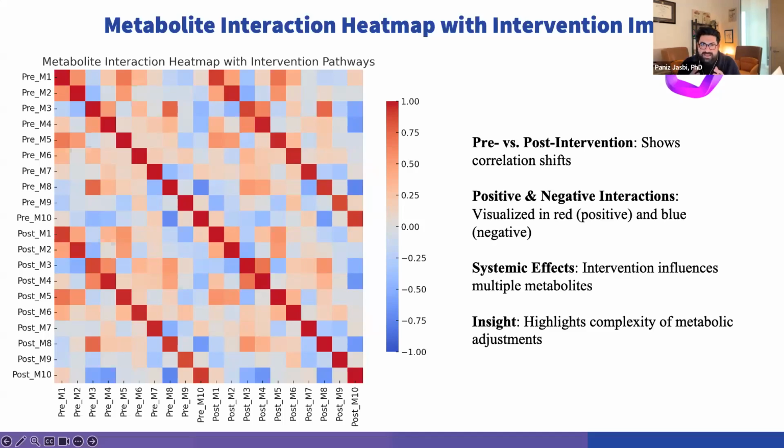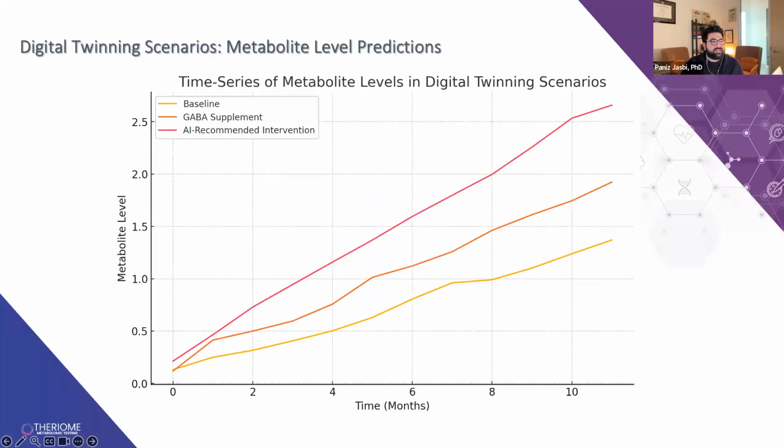And so, again, AI-driven recommendations, like the interventions that are populated with our digital twinning process, are more comprehensive and impactful. Now, here we have a digital twinning technology where we show, with the baseline in yellow, an individual who was low on GABA, three individuals, I should say, who were low on GABA.